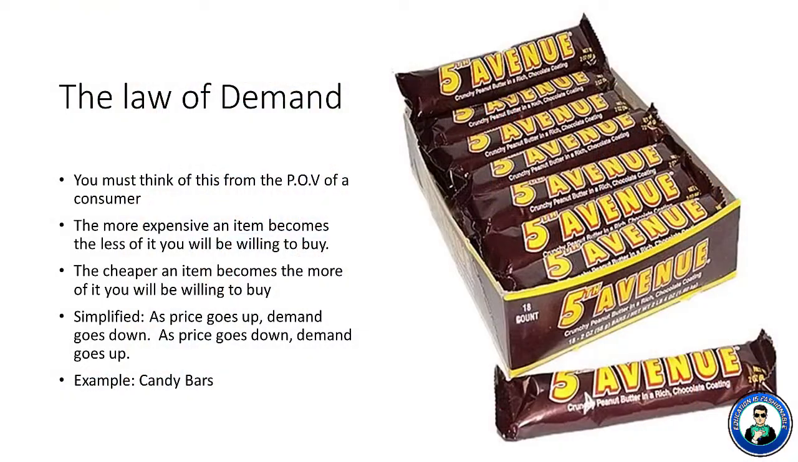So let's talk about the law of demand, all right? The law of demand, I want you to think of it from a point of view of a consumer, okay? The more expensive that an item becomes, the less that you will buy of it, okay? And the cheaper that things become, the more that you will buy of it, okay? So I want you to think of it, simplified version, as price goes up, demand goes down. As price goes down, demand goes up. They have opposite relationships. When one is moving up, the other one is moving the opposite way.